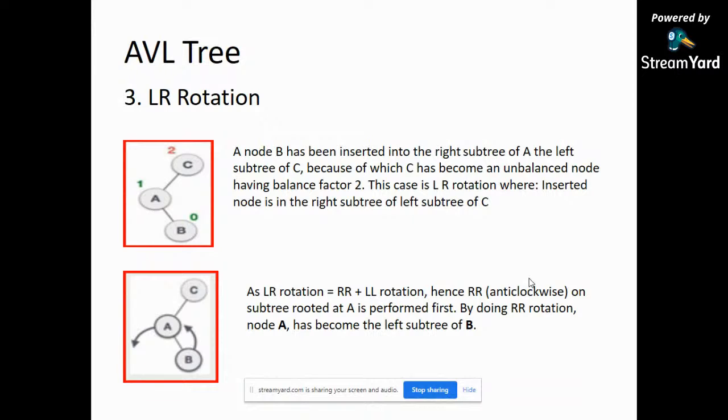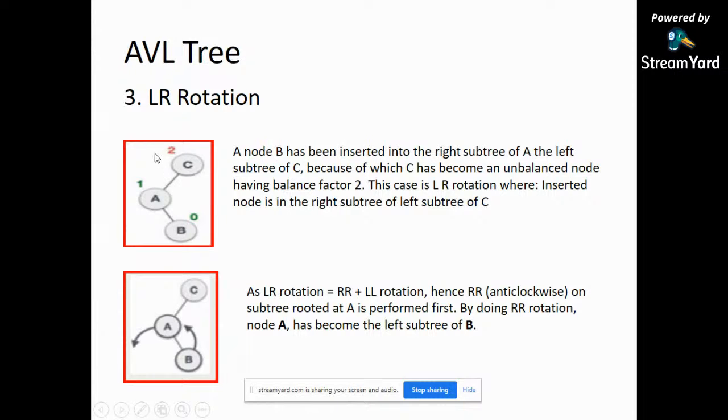Now LR and RL rotations. So in LR and RL rotations, we have to perform two rotations. So for example, why is it called LR rotation? Because the balance of the tree changes when the node is inserted to the left and then to the right. Because of this, the balance of this node is changing. So that's why it is called LR, left and then right. So node B has been inserted into the right subtree of A, the left subtree of C. So it is left and right. That's why the rotation is called LR.